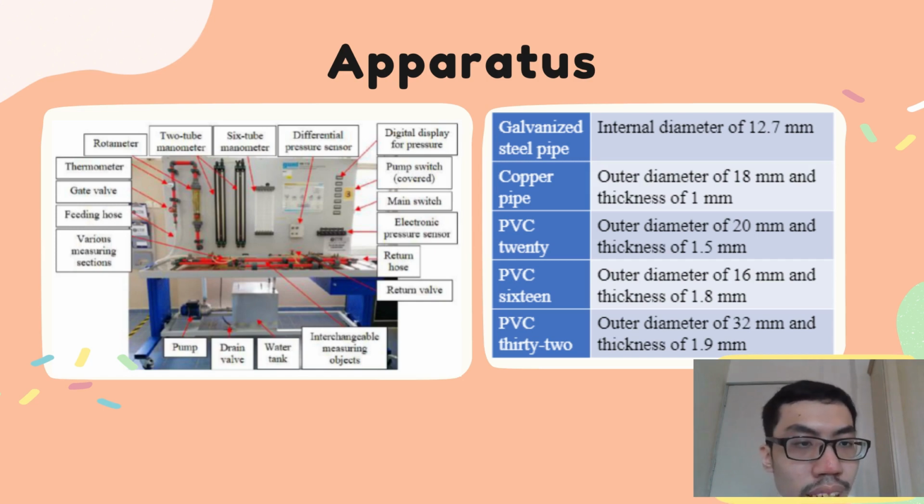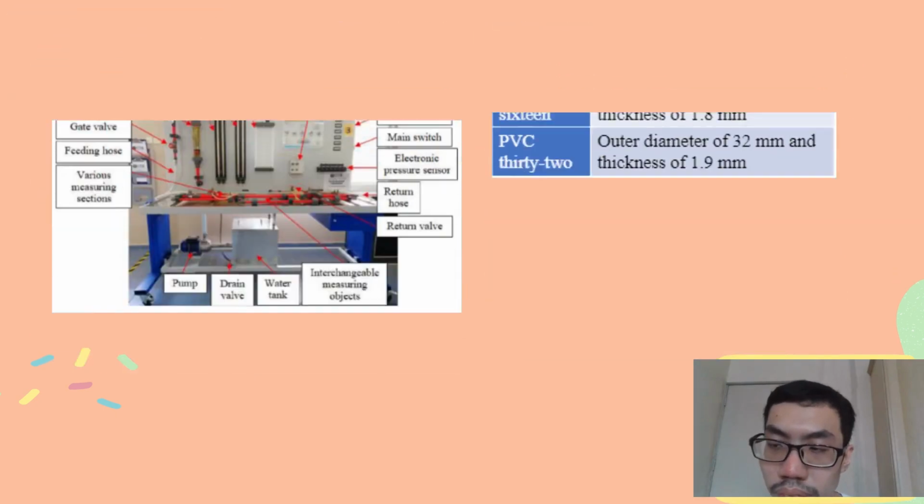Next, we have to prepare the experiment pipe as our measuring section. The first one is galvanized steel pipe with the internal diameter of 12.7 mm, copper pipe with the outer diameter of 18 mm and thickness of 1 mm, PVC 20 with the outer diameter of 20 mm and the thickness of 1.5 mm, PVC 16 with the outer diameter of 16 mm and thickness of 1.8 mm, PVC 22 with the outer diameter of 22 mm and the thickness of 1.9 mm.